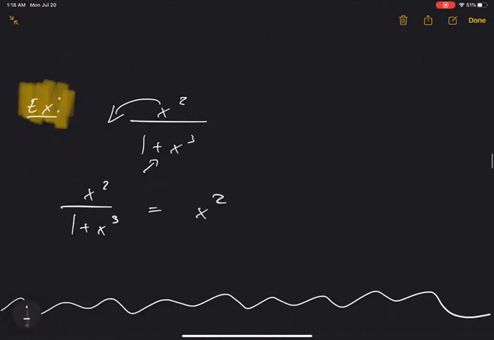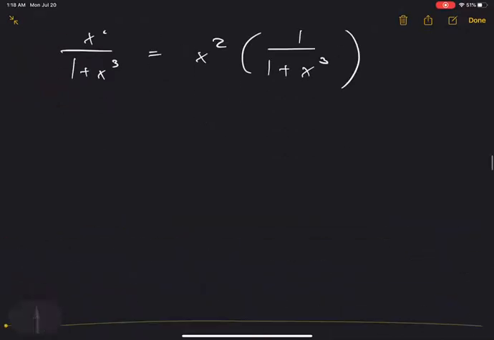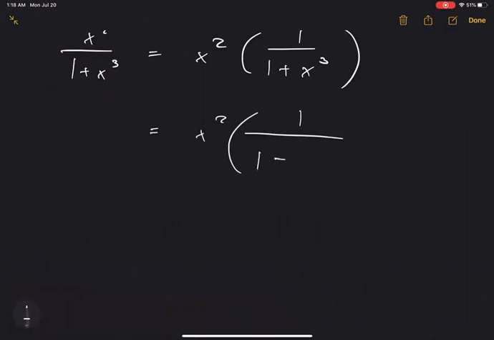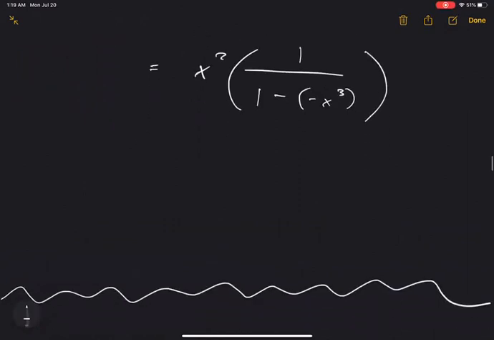Let's factor out the x squared. So first I have x squared times 1 over 1 plus x cubed. Now let's get that sign in the middle to be a minus sign. I'm going to change that to a minus, and that means I need to have minus x cubed in parentheses here. Now forget about the x squared for a minute. This stuff in parentheses is similar to 1 over 1 minus x, right? The only difference is I have negative x cubed instead of x.